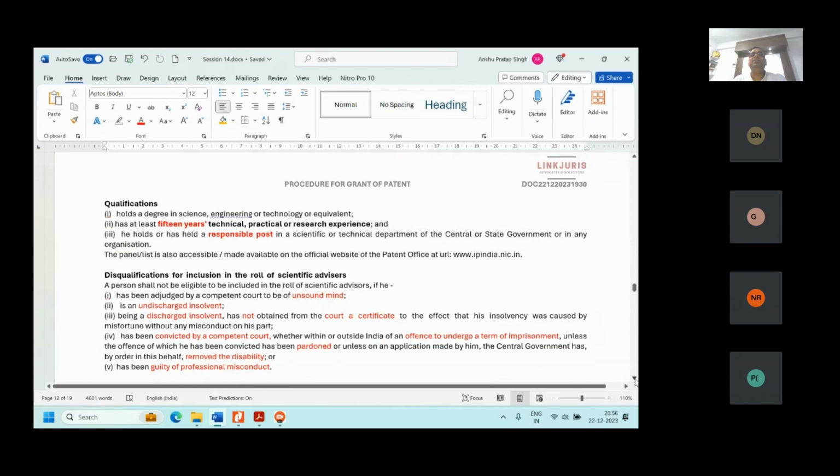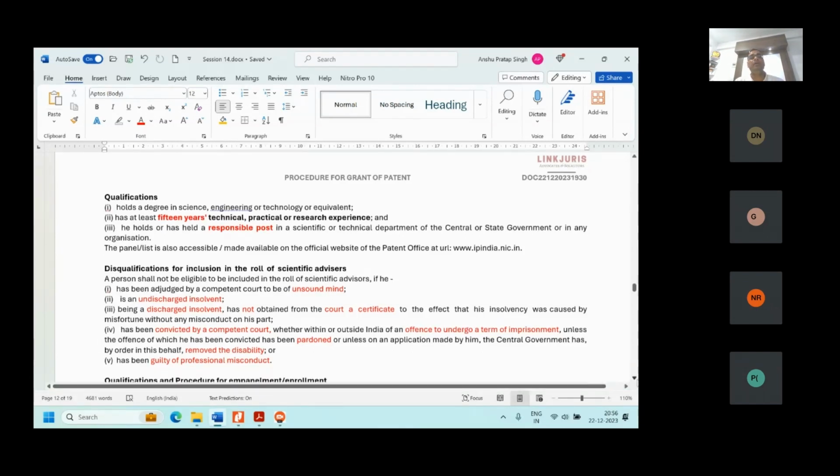What are the qualifications which are necessary? First thing is he should be a science, engineering or technology graduate. Then 15 years of technical, practical or research experience is a must. 15 years, please remember this, 15 years. And he should have a responsible post in central or state government or any other organization. The list is anyway available online.